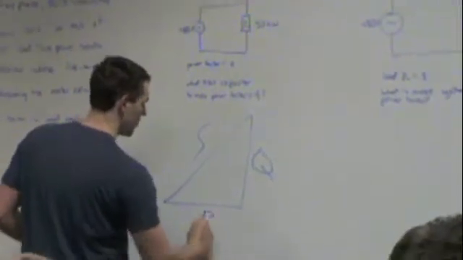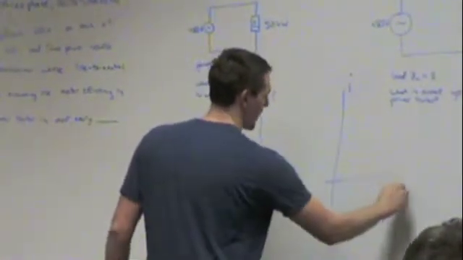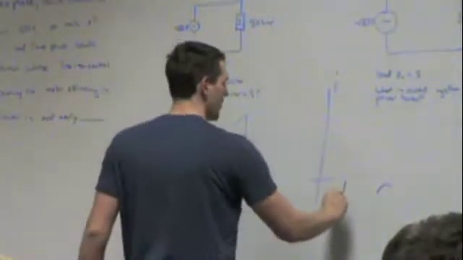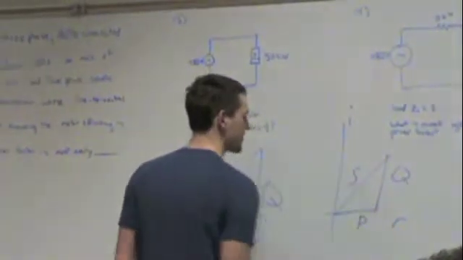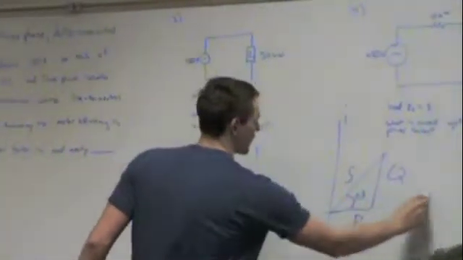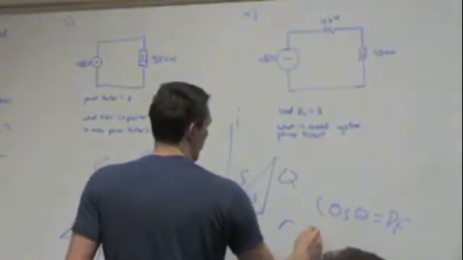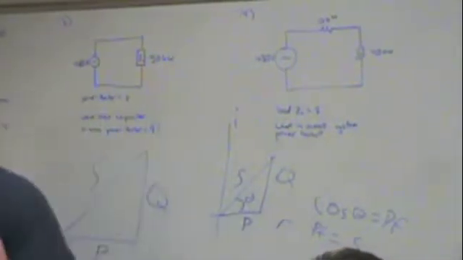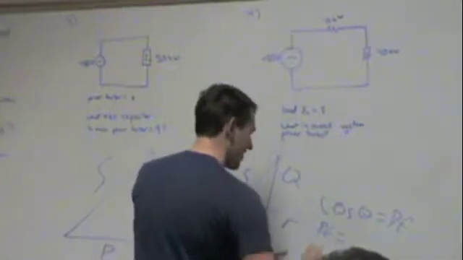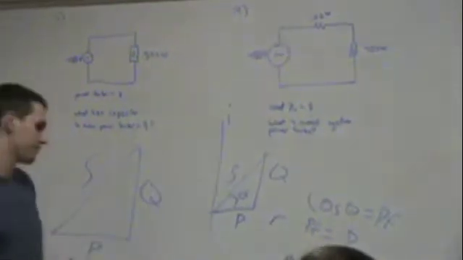S, Q, P. Power triangles. Okay, so you have real, imaginary. P, Q, S. Theta. Cosine of theta equals PF. PF equals P over S. Okay, you remember all this stuff, Tim? Yeah, kinda.